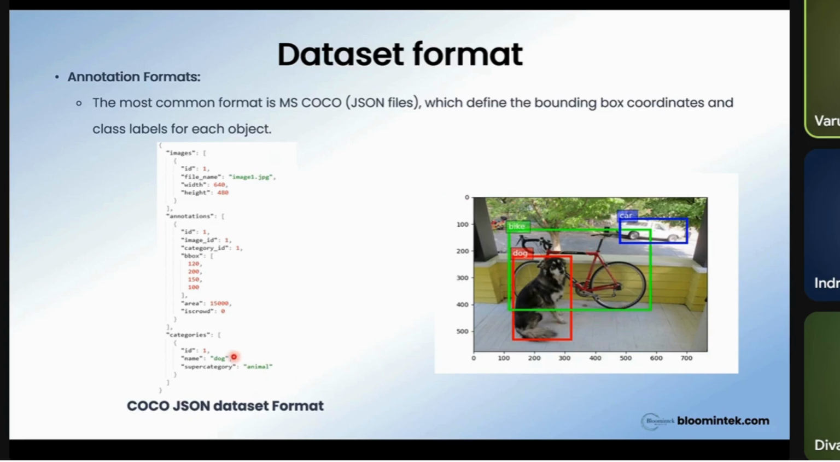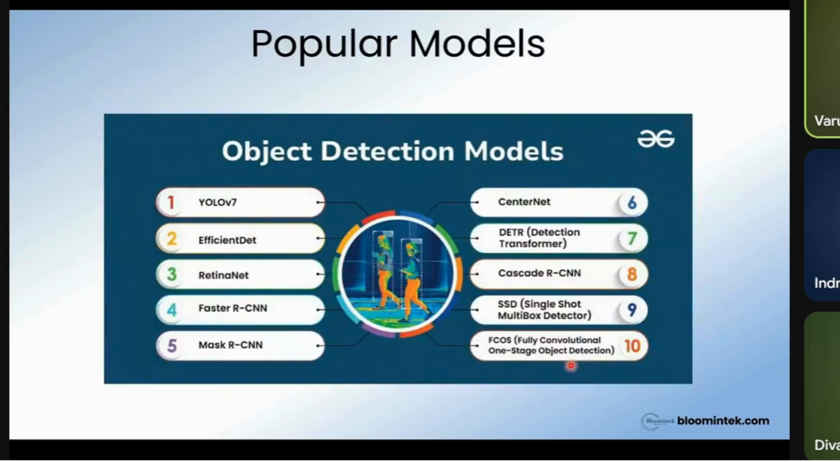And in the categories attribute, we have the sub-attributes name and supercategory, that is dog and animal. So the name is dog and the supercategory is animal. This tells the model what kind of object is located in this bounding box. So this is a dog, which is an animal. This is the kind of dataset that we need to provide to an object detection model for training purposes.